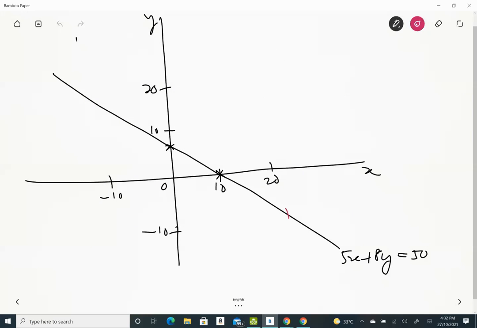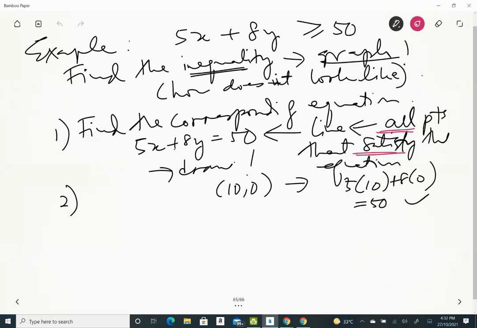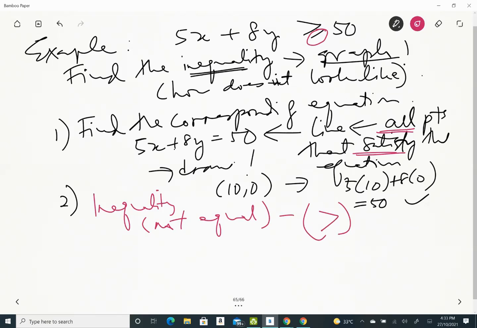So you got this point, that point, every point on the line will satisfy the equation. Now, that is only one part of the inequality. We only cover the first part, equal to. Now what you want next is to find the inequality, the one that is not equal. In this case, bigger than. So you want to find the points that will be bigger than 50.